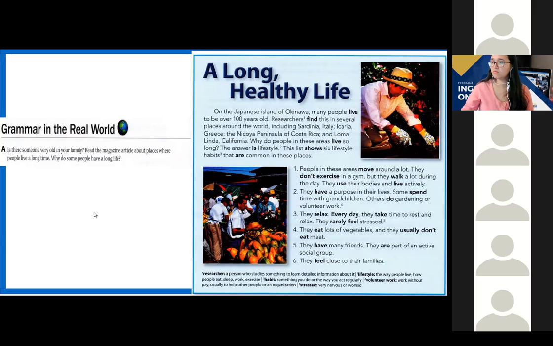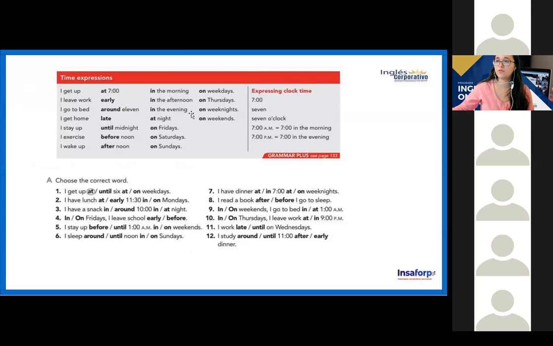In this case, what is the meaning of grandchildren? Grandchildren, for example, los nietos, the grandchildren. Okay, thank you. Any other questions, guys? No? Okay. So let's move on then with the grammar that we have for today. We have some time expressions, right?